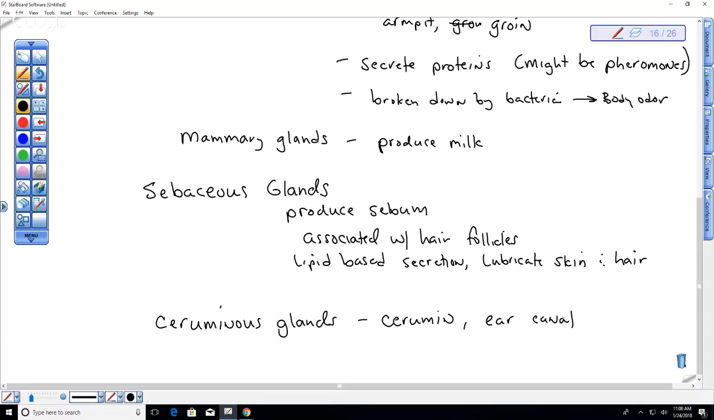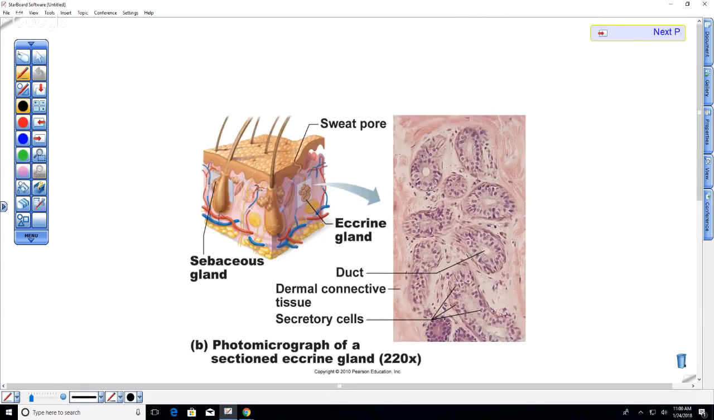So if we look at some pictures of these glands, this is the eccrine gland. And notice you need to be able to identify the image here. So the eccrine gland has a duct, so it is an exocrine gland that goes right to the surface. So the sweat pores are not associated with hairs. The sebaceous glands are next to the hair follicle, right? And they are associated with those hair follicles, and those are the ones that get infected and cause acne.